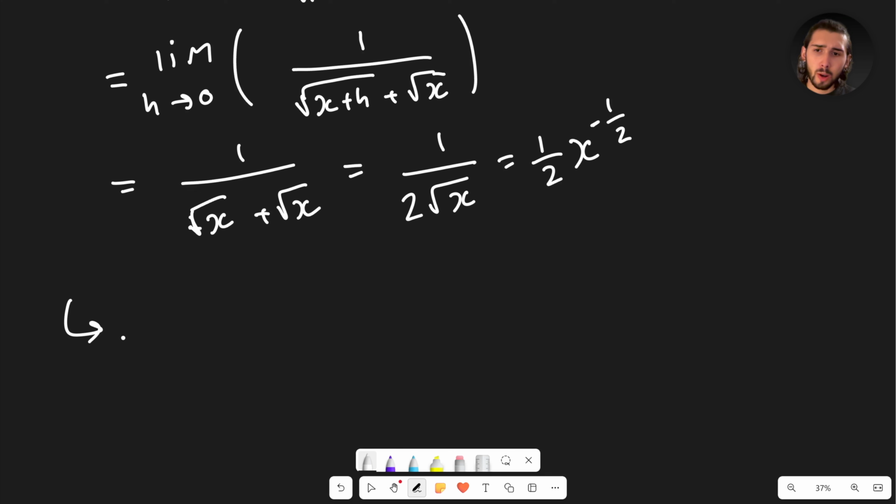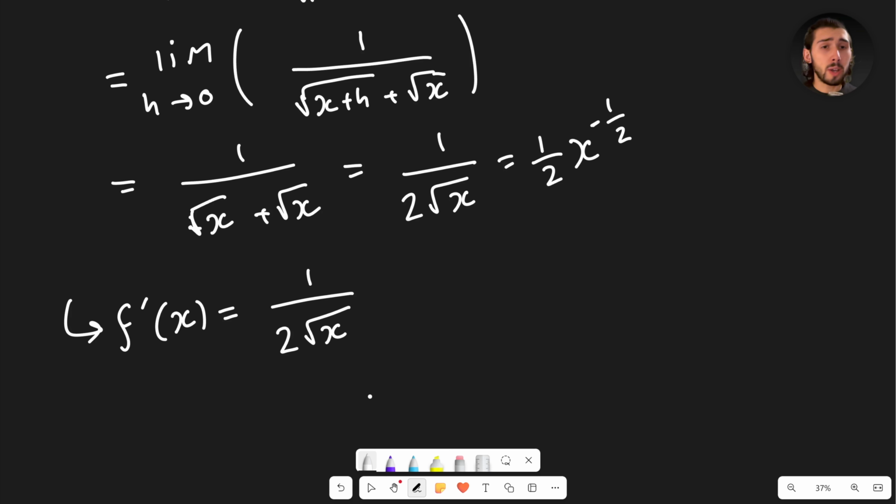So the final result is that the derivative of the square root of x is, and I'm going to leave it with square roots because I think it's nicer, 1 over 2 times the square root of x. Or in other words, 1/2 x to the minus 1/2. And guys, that's really all there is to it.